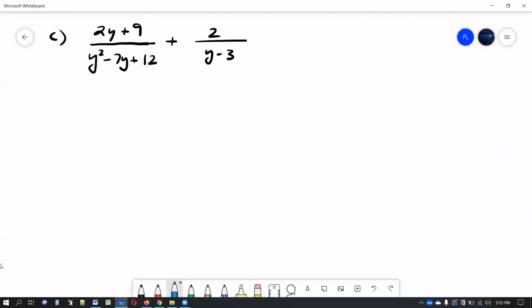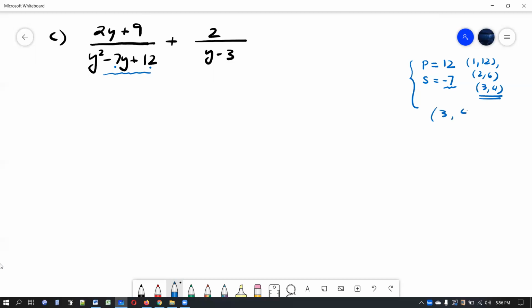So let's see. Again, the denominators are different. I need to first factor this. Again, it's a trinomial with leading coefficient 1. So I need to find two numbers whose product is 12 and whose sum is -7, right? So the product is always this. The sum is always that. So I maybe have 1 and 12, 2 and 6, and 3 and 4. Out of these three possible pairs, I have to see one that can give me a sum of -7, and the only possibility is this.